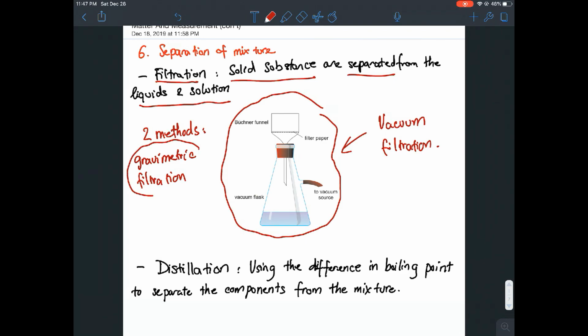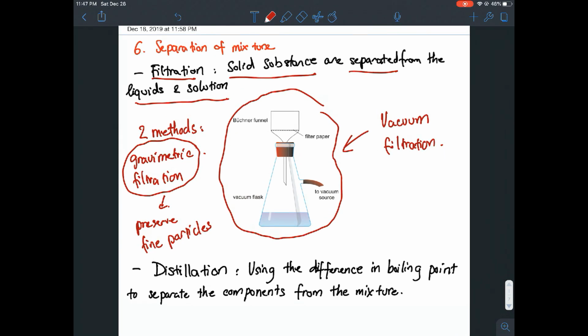And while the gravimetric method is to preserve the fine particles, because it's pretty slow in terms of the speed, therefore, it is rarely used in modern chemistry today. But it's pretty handy to use when it is necessary to do so.